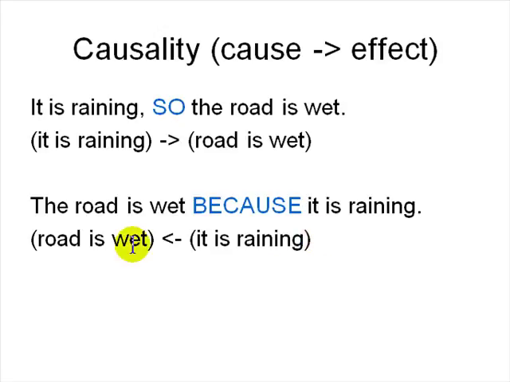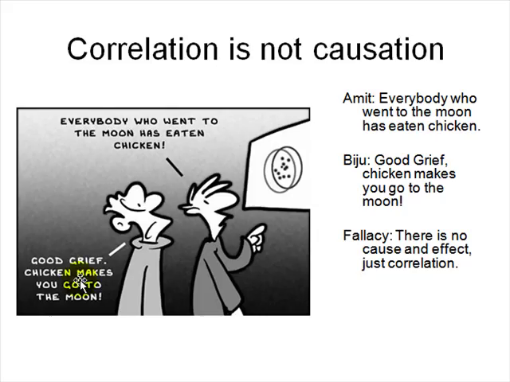And you can put an arrow to explain like that. But one thing we should be careful about is that if two things happen together, it doesn't mean that one is the cause and one is the effect. For example, in this case we see everybody who went to the moon had eaten chicken. Doesn't mean chicken sends you to the moon. So this is known as a fallacy. Just because two things are correlated doesn't mean there's a cause-effect relationship. Many things happen together, doesn't mean something causes something. For example, when planets align, things happen, but doesn't mean that planets cause the things to happen or things cause planets to align.